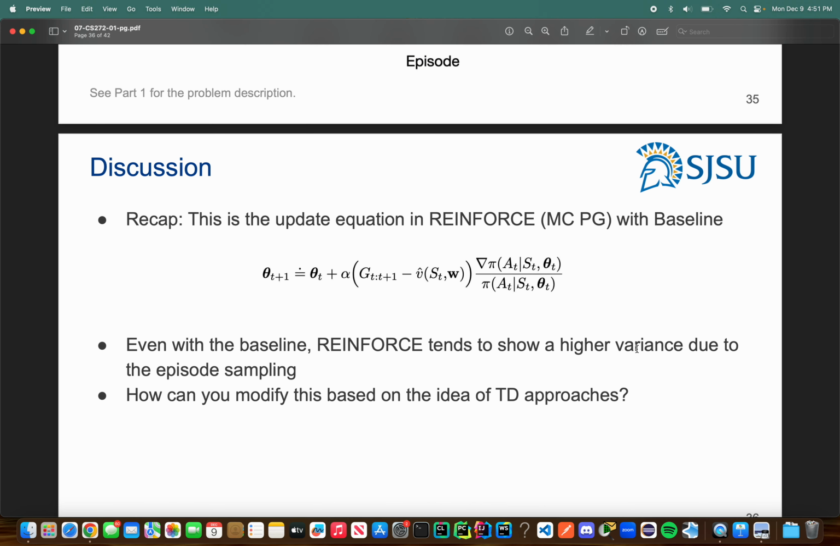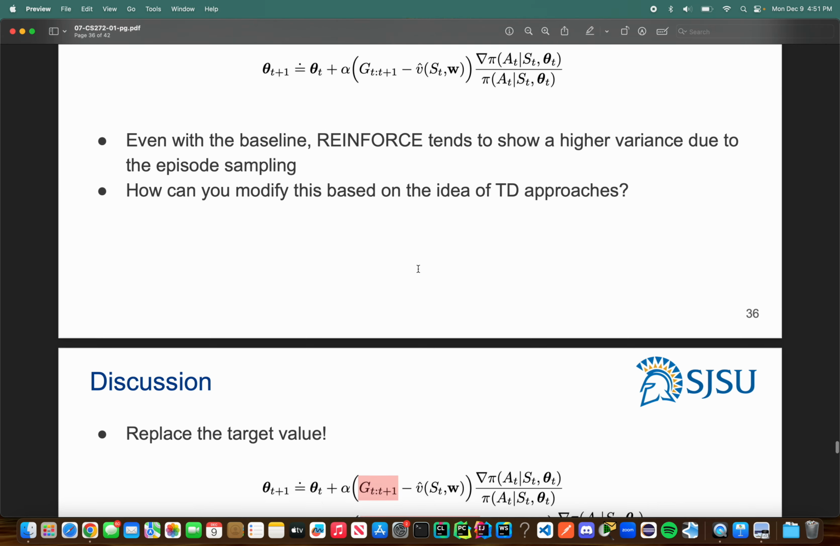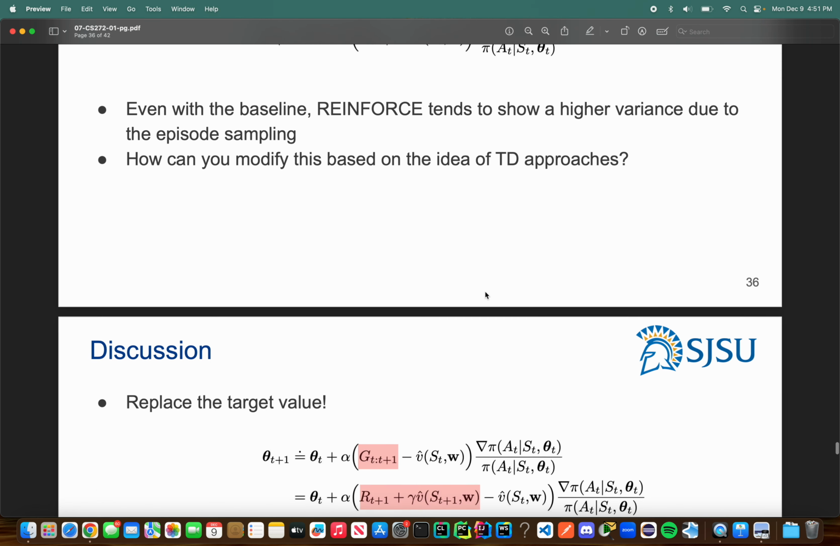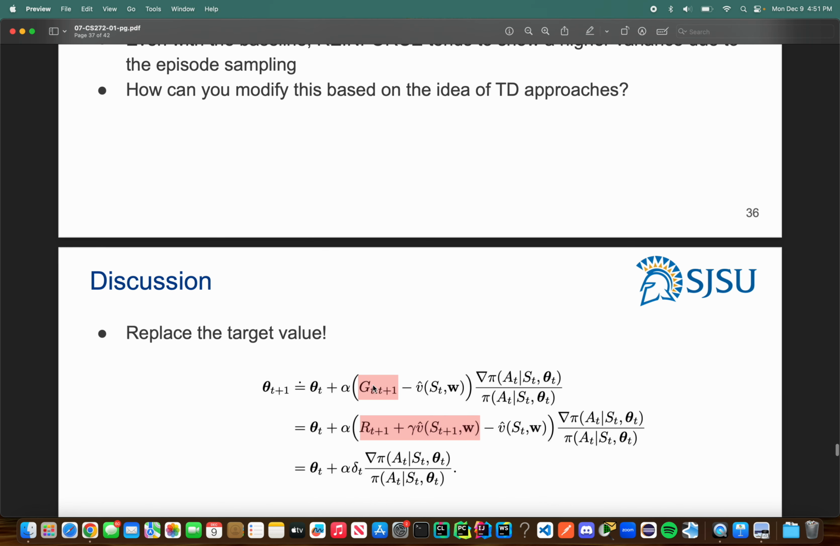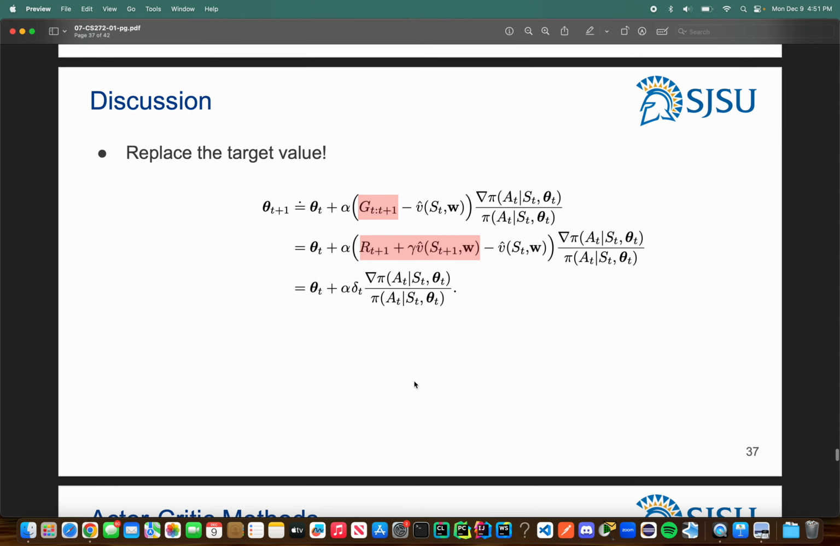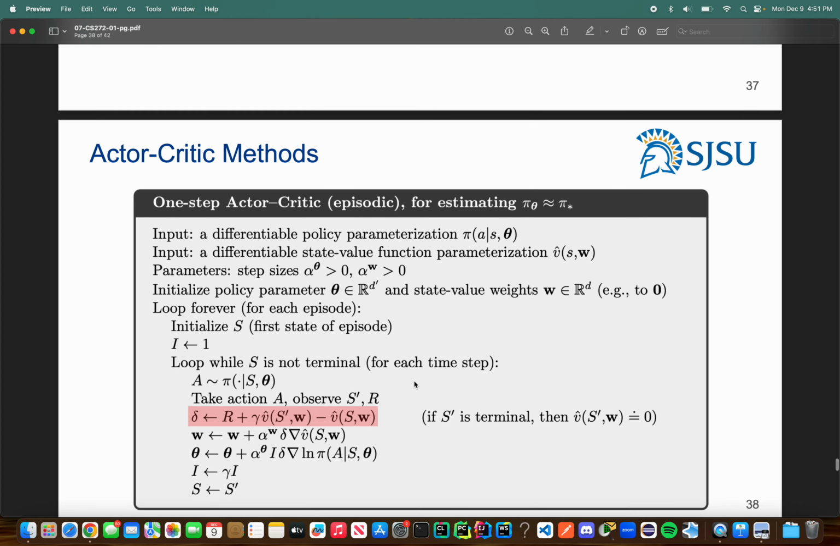This is with baseline. This is how you would go about modifying the update equation if you want to go with a more TD type approach. So take out the G_t and instead have a bootstrap estimate, R plus the value of the subsequent state multiplied by a discount factor gamma. Then we go into actor critics.